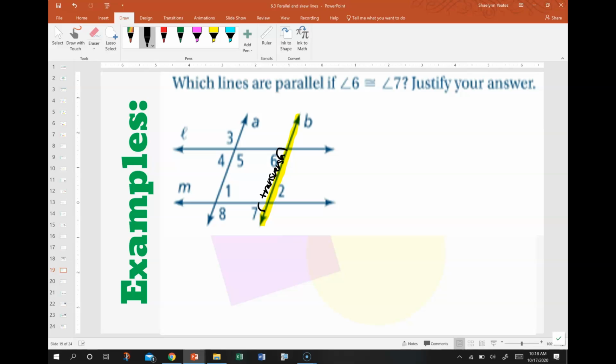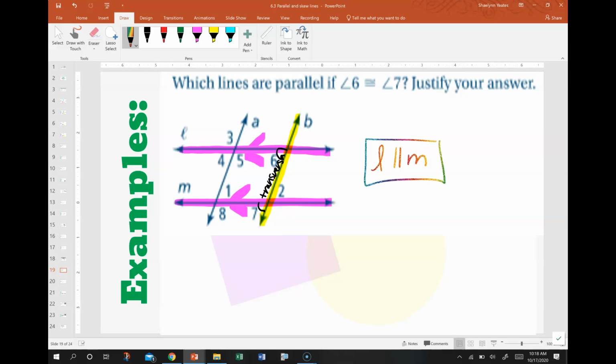Okay, that's my transversal, which means the two lines that make up the other parts of the angles are going to be parallel. So line L is parallel to line M. So I can say L is parallel to M. Notice I do the fancy L so I don't think it's 1.